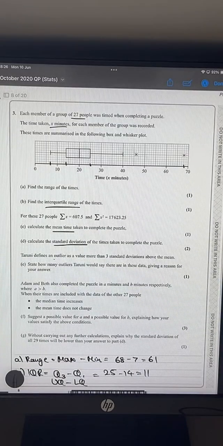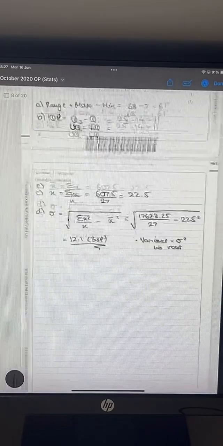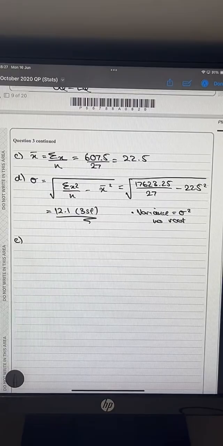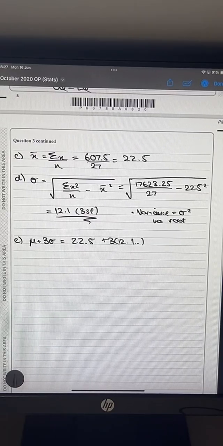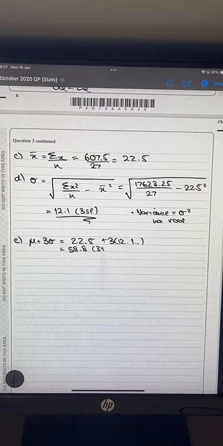Taruni defines an outlier as a value which is more than 3 standard deviations above the mean, so plus mu. So I'm just going to find 3 standard deviations above the mean. So mu plus 3 standard deviations is 22.5 plus 3 lots of 12.1, and I'm going to use the full answer in my calculator, and I get 58.8 to 3 sig figs.